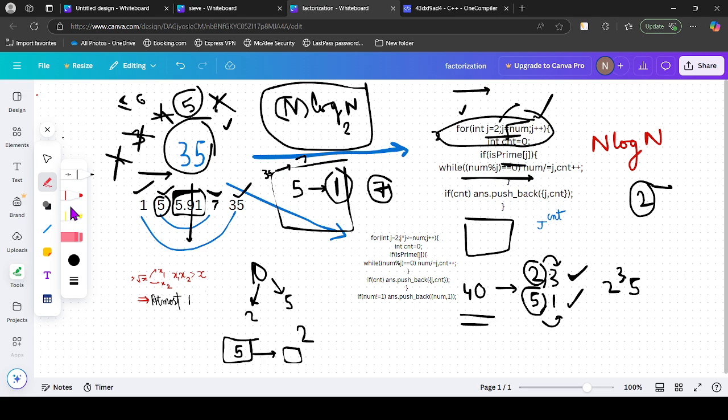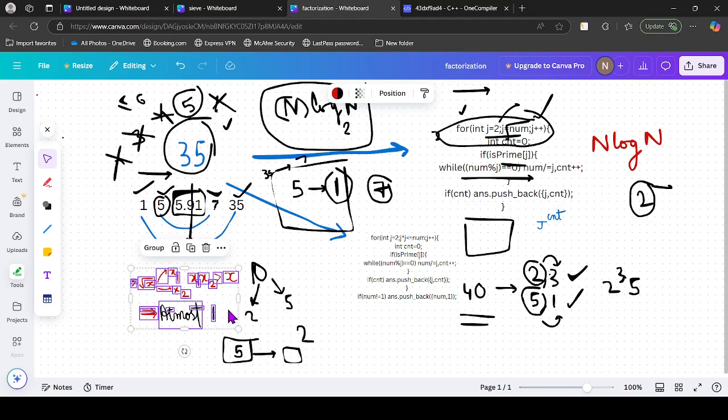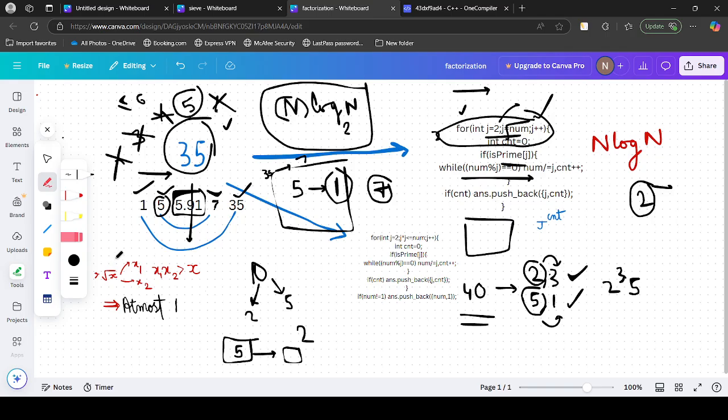The answer to this is, let's assume that there are two prime factors which are greater than root x, and let's call them x1 and x2. So both are greater than root x, and if we multiply them, the product will be greater than x. Is this possible? No, because the given number is x and all its prime factors should be multiplied to give the number x.